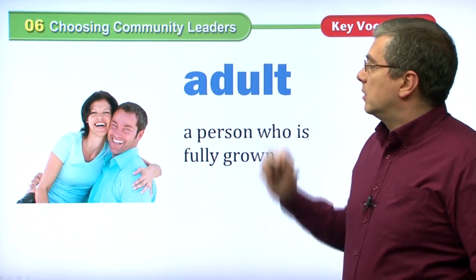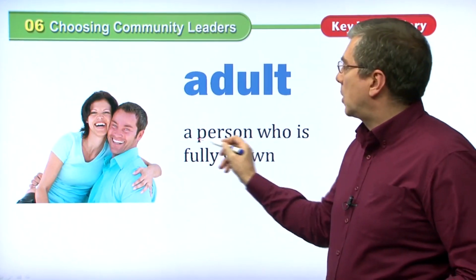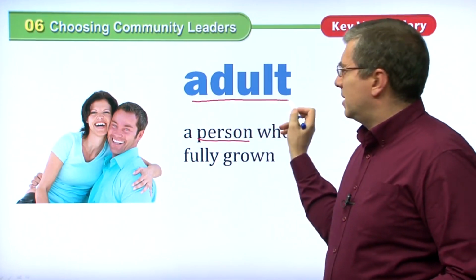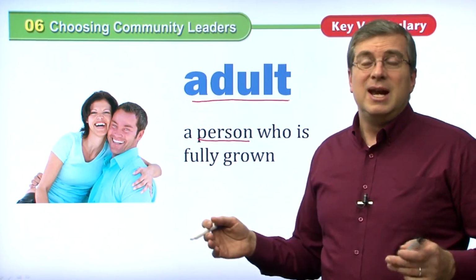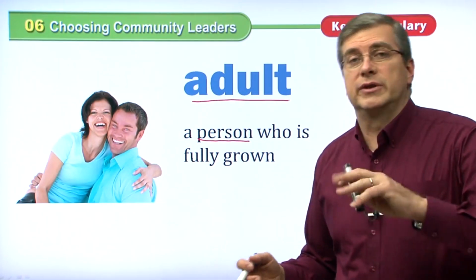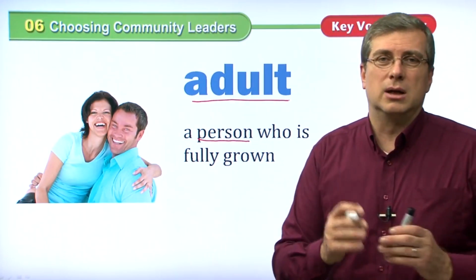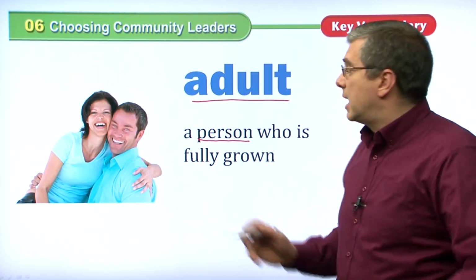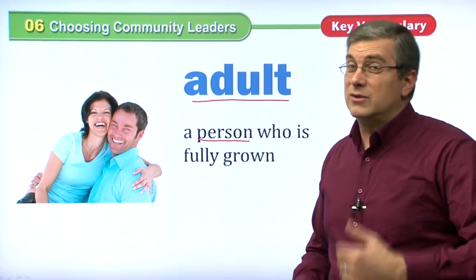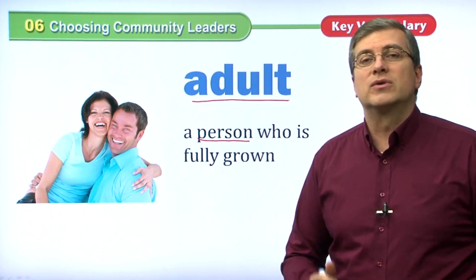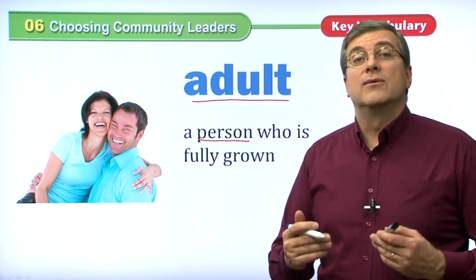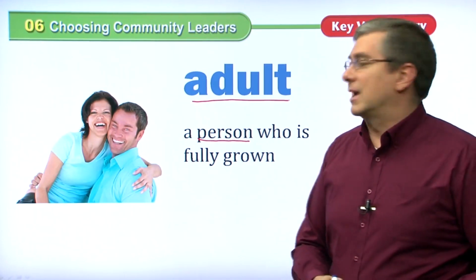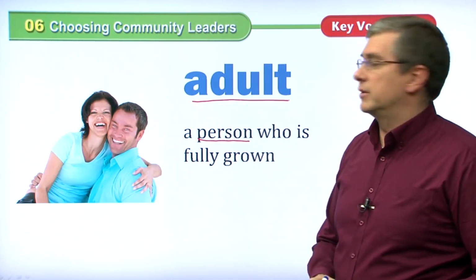Okay. An adult. What is an adult? An adult is a person who is fully grown. Why are we worried about adults when we're talking about election? Because only adults can vote in election. I'm sorry, you're too young to vote in your country's elections. But when you get older, when you become an adult, then it's your right, it's also your responsibility to vote in the election. You should vote in an election. That's what makes a good citizen, right? Adults vote in elections.